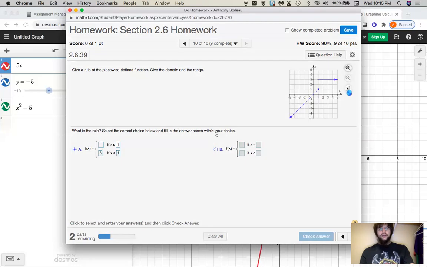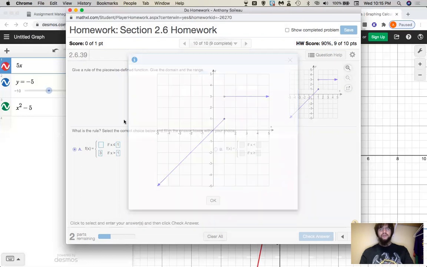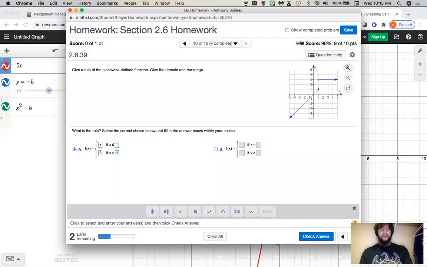This one, though, I'm going to have to look. Y equals mx plus b. So what's my m? Slope, rise 1, run 1. Rise over run, 1 over 1. Y-intercept, b, 0. So it's just 1x plus 0. Oh, that's just x.